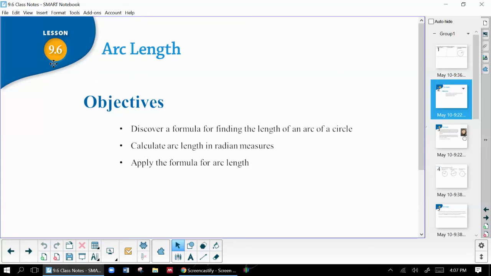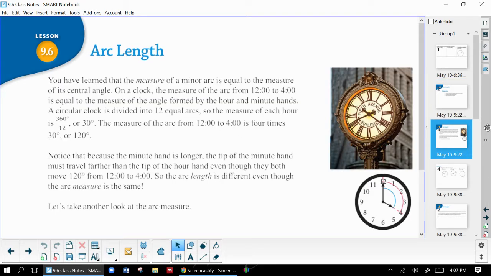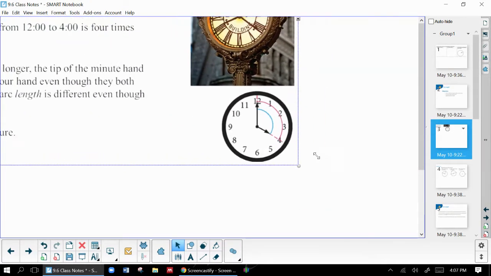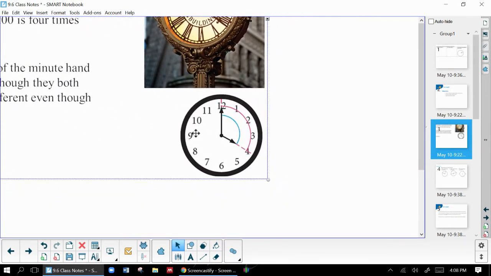Okay, so in today's video, we're going to talk just about the basics of arc length here. One of the biggest things to understand here is the difference between arc measure and arc length. And I think one of the most helpful ways to think about this is with a clock. So if you were to look at a clock and imagine one of the hands going from the 12 o'clock position to the 4 o'clock position.